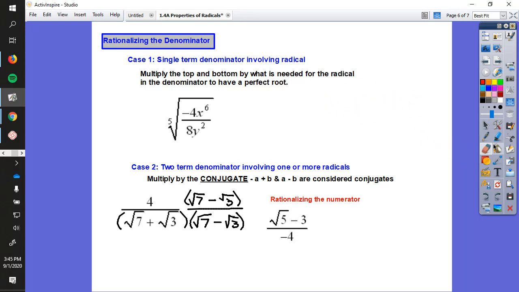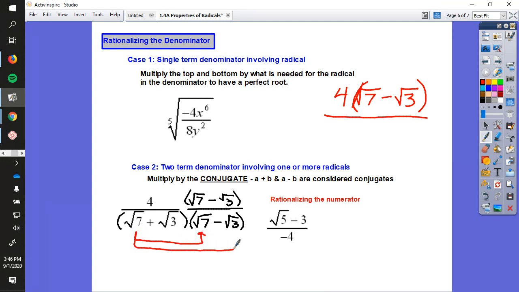So before you distribute, let's see what the bottom looks like first. So the denominator. Now, what you need to remember about this, you can FOIL. So I want to make sure we remember: first, outer, inner, and last. So that's the FOIL. It's the distributive property. Now, when we FOIL, I'm going to do that right up here.